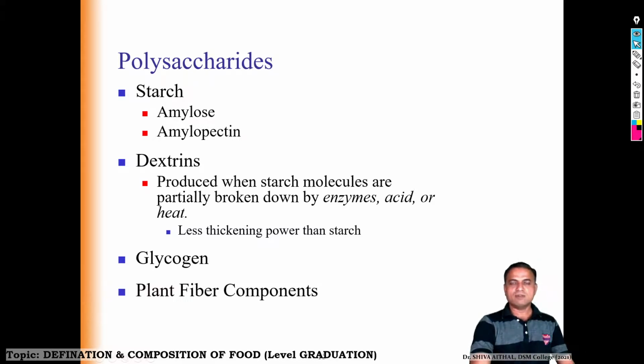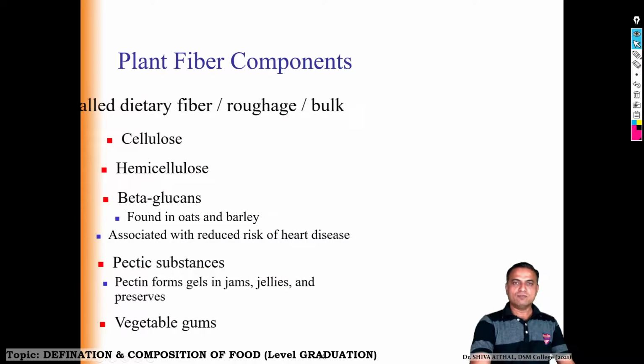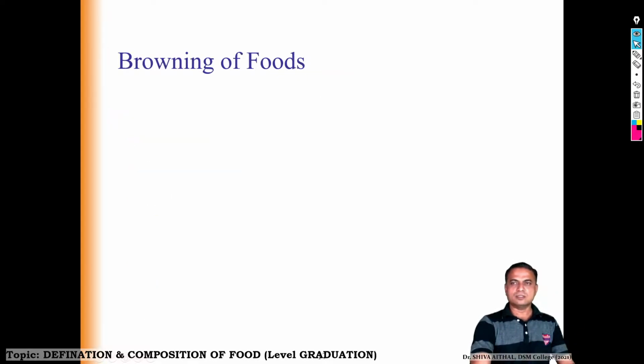Glycogen is also there. Plant fiber components are also used in food preparation and form a composition of the food. Plant fiber components are called dietary fibers, roughages, or bulk component of the food. These are cellulose, hemicellulose, beta glucans, pectic substances, and vegetable gums linked together in chains. Many of the foods contain all these things.